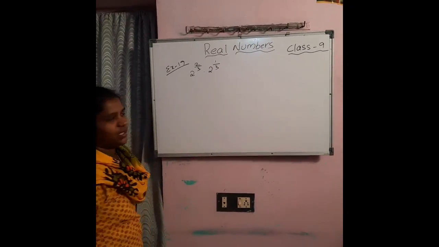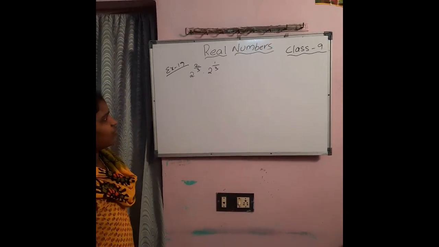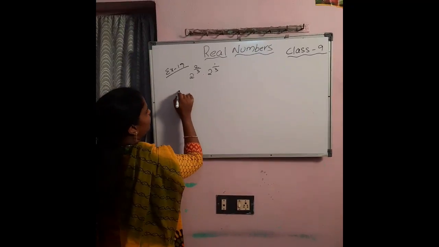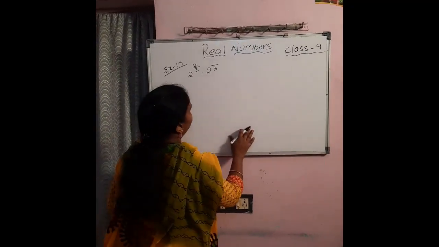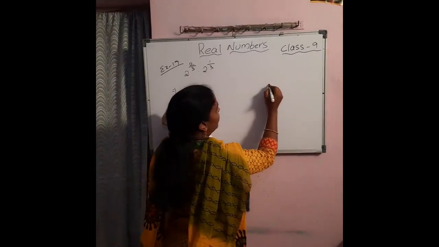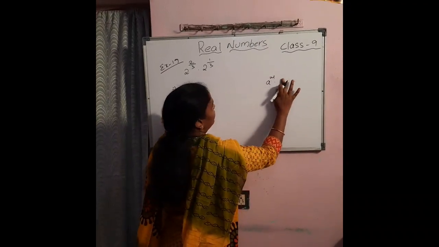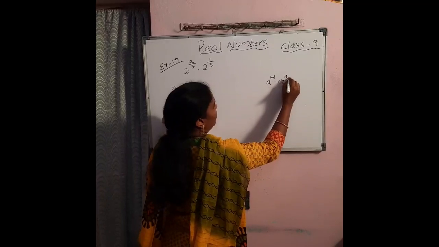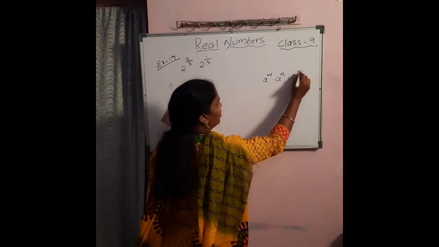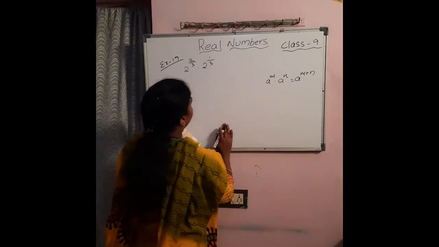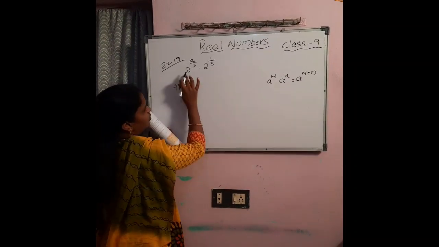Now by using the exponent forms we have to solve this problem. If you have observed that both bases are the same, we can apply the formula a power m into a power n can be written as a power m plus n. So let us apply this. The bases are equal.